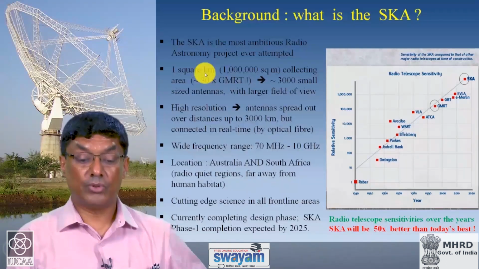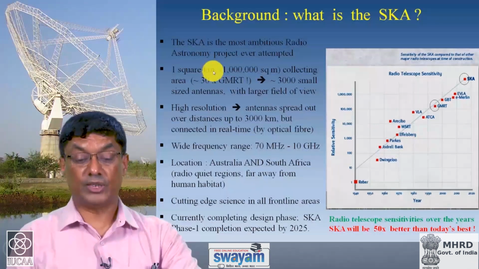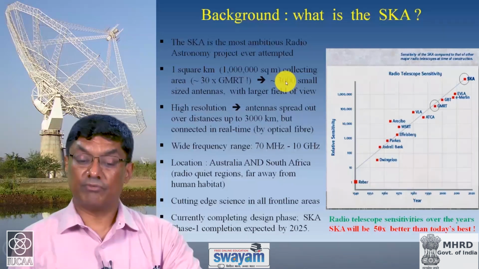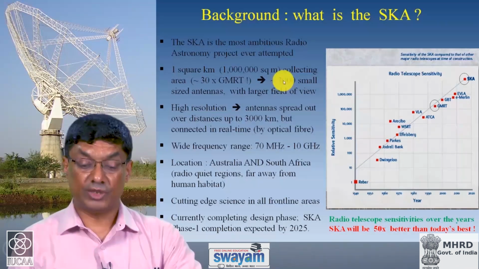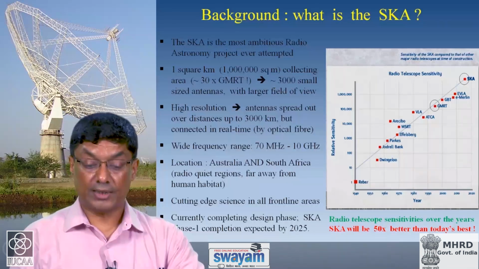But it will have many more antennas than just 30 times the 30 antennas of GMRT, because the antennas for the SKA will be smaller in size than the 45-meter diameter dishes of GMRT, so that they can see a larger field of view at a given time.